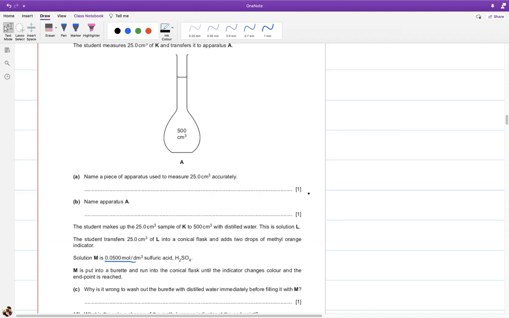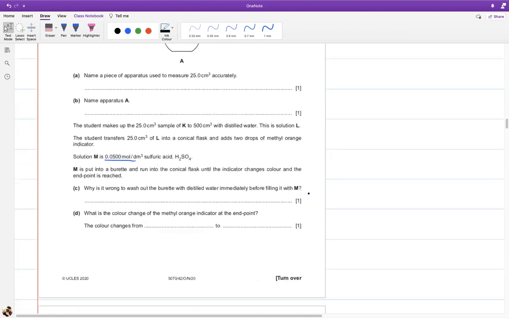You had 25 cm cube of K, you added water to it to make it L, 500 cm cube of L. So the number of moles of sodium hydroxide that you had in K is the same as what you had in L. The difference is कि L की volume 500 cm cube है और K की volume 25 cm cube है. फर्क सिर्फ पानी का है, फर्क सिर्फ concentration का है. Number of moles same रहेंगे.